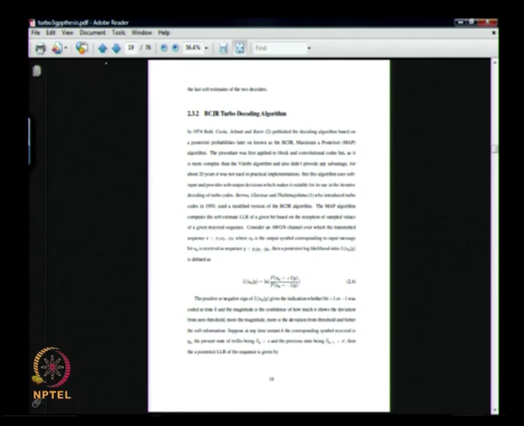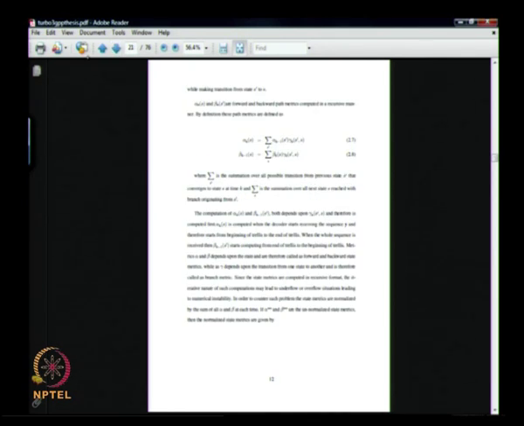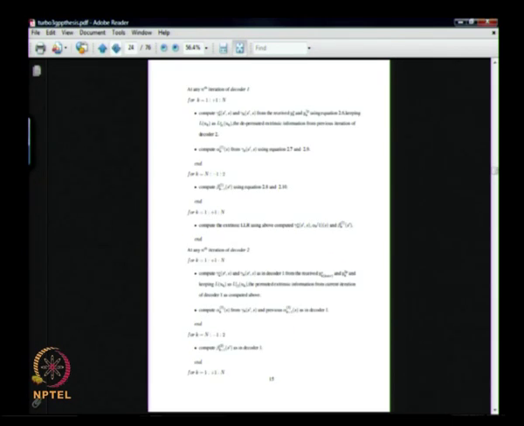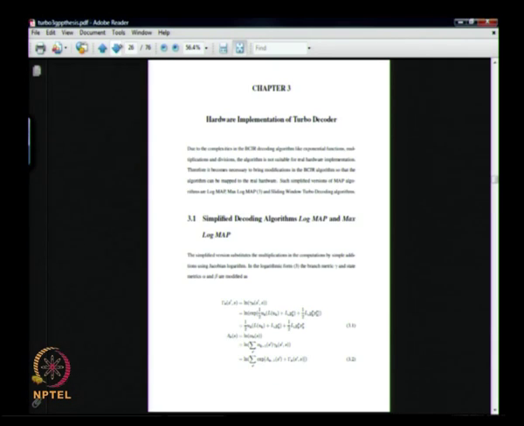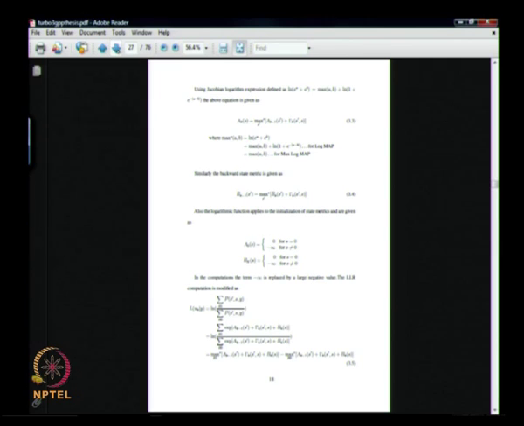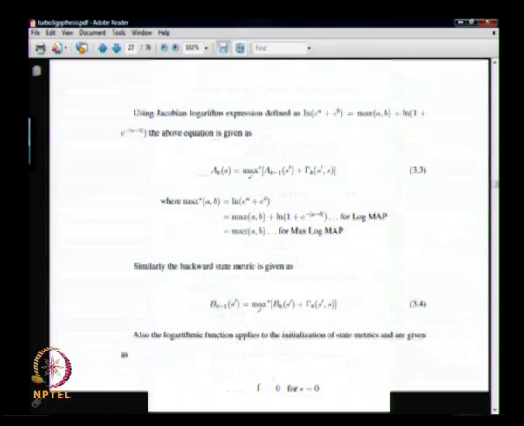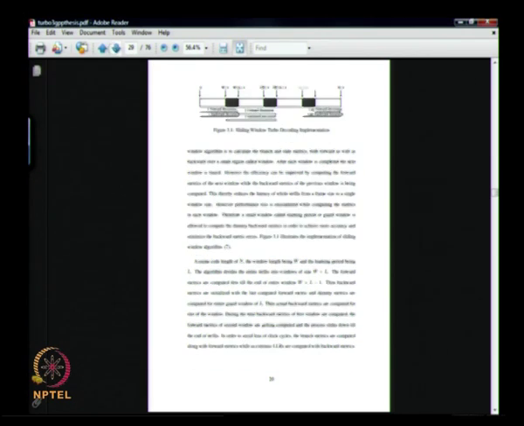And then the turbo decoding algorithm, there is all kinds of pseudocode. Let me quickly go to the part that I want to show you, the hardware implementation. There is lots of stuff you have to take care of when you implement. You see this max star versus max, so you can see the formula that is there. So let me show you.